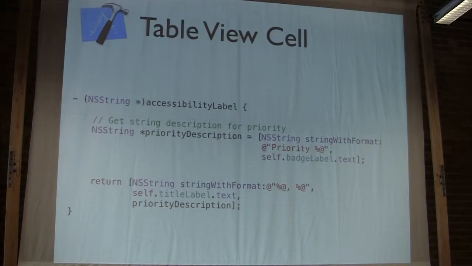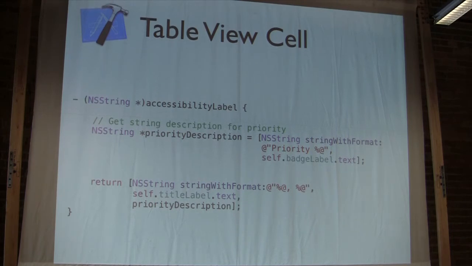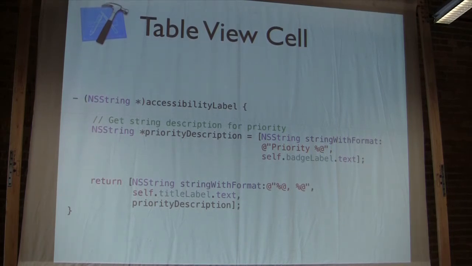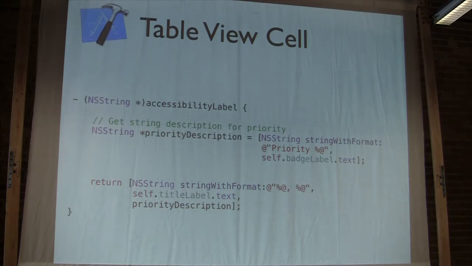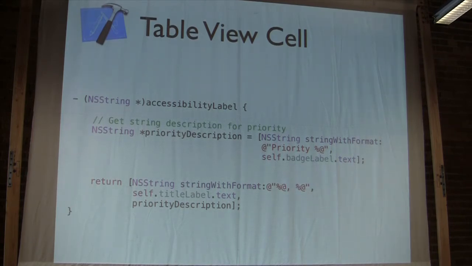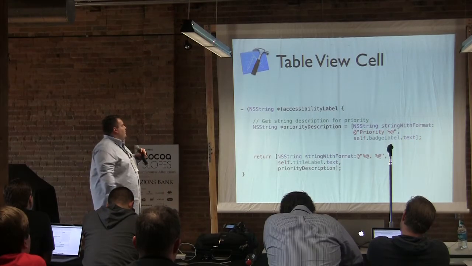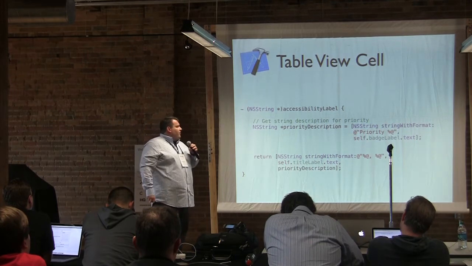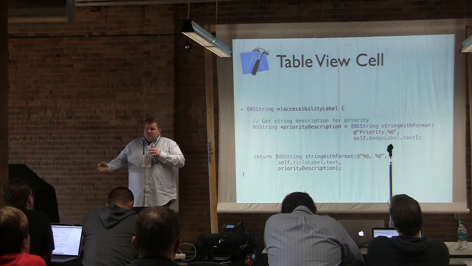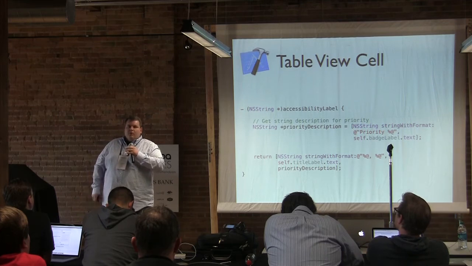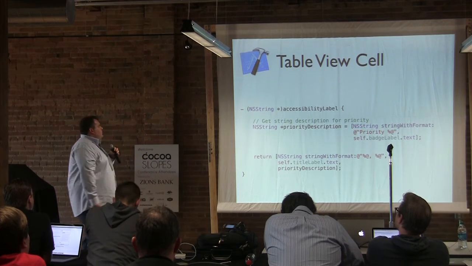we have everything working pretty well. The last thing we really need to do is to get those priorities working. And so what I'm going to do is I'm going to go into my code. I'm going to do this in code, and I'm going to look at the custom subclass I have of UITableViewCell, and I'm going to insert the accessibilityLabel method, which is of course defined in the UIAccessibility protocol.